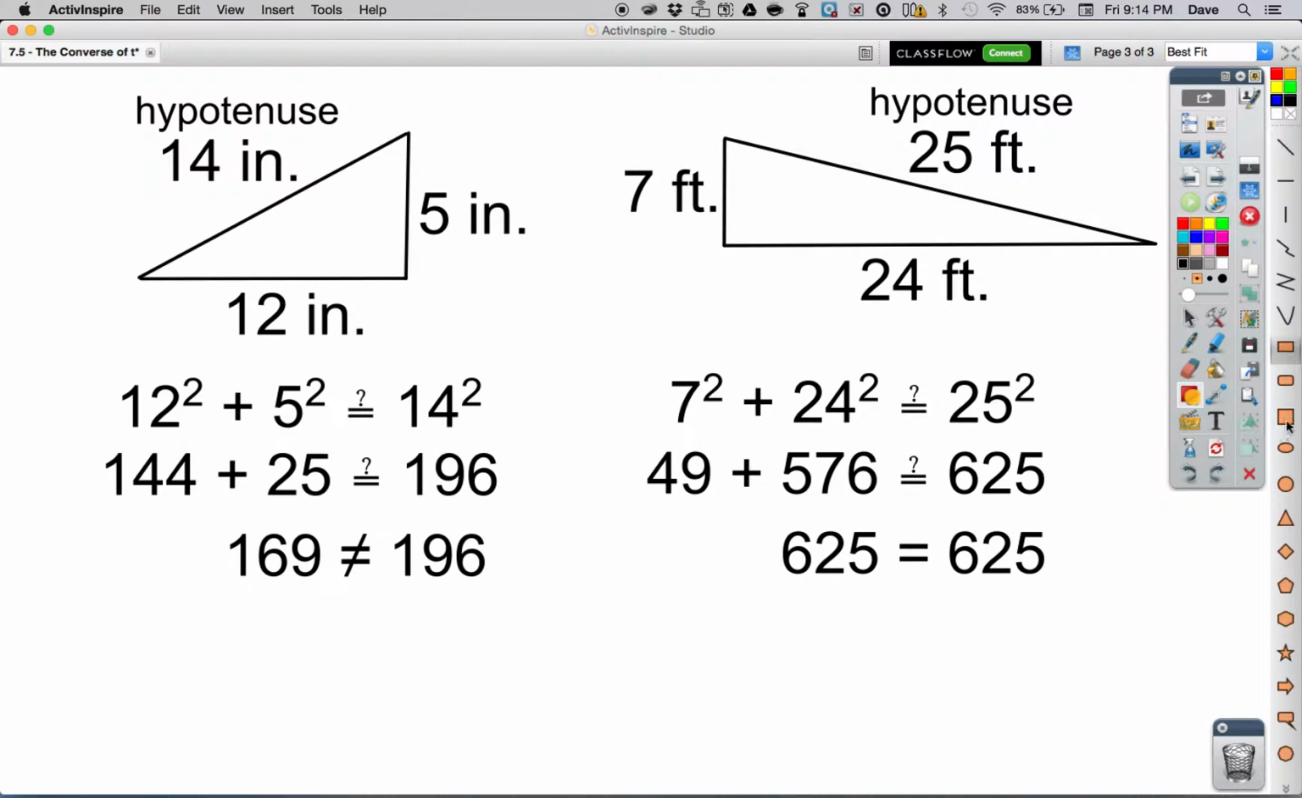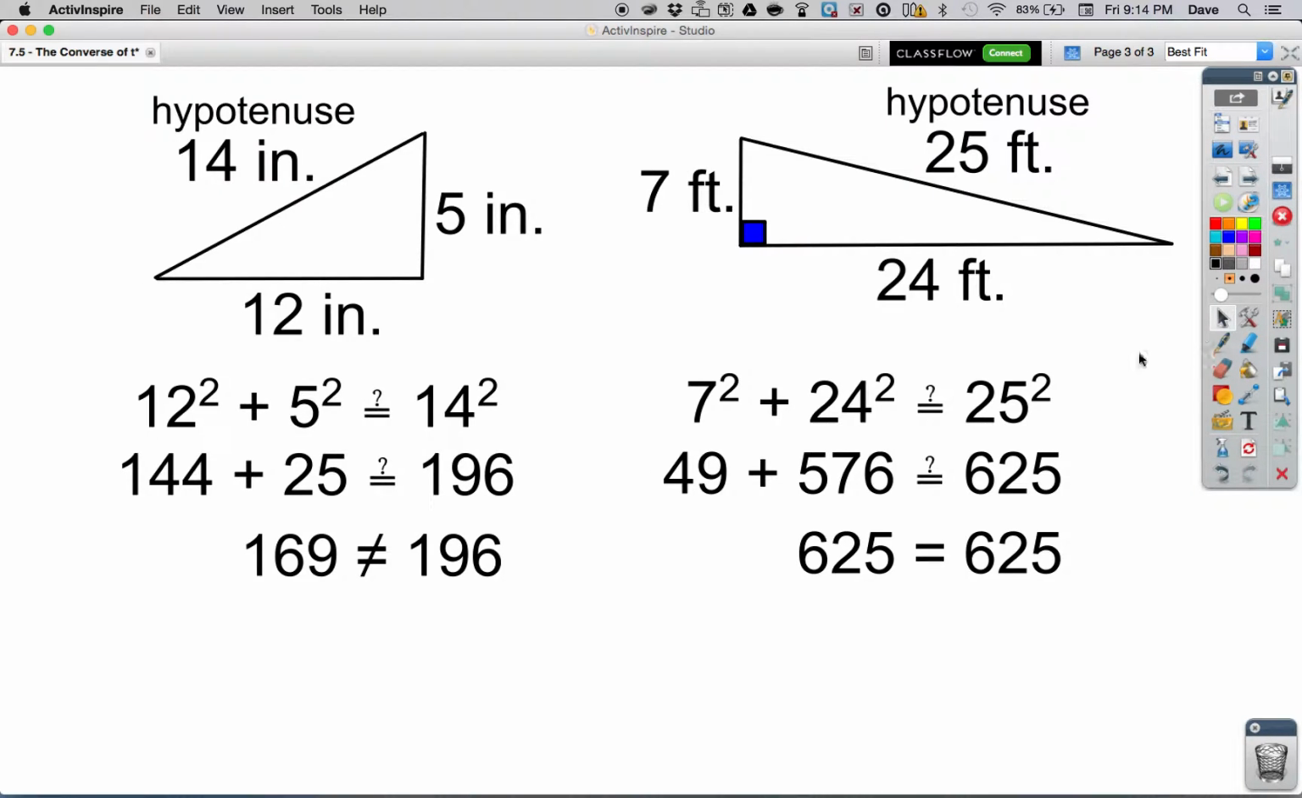So this is the one out of our 3 cases that we could go back in here and label a right angle. That this is a right triangle based on the converse of the Pythagorean theorem. And so that's how we use it to prove or disprove whether things are right triangles or are not right triangles based on the 3 side measurements.